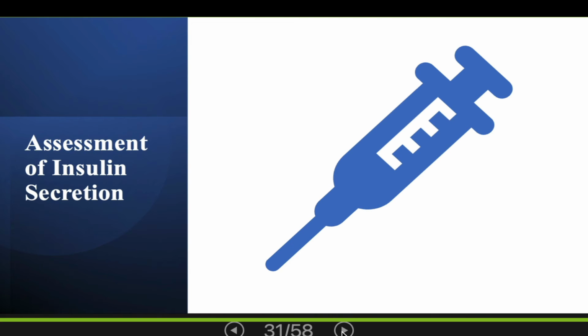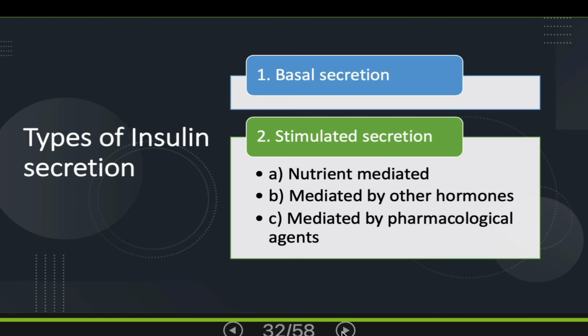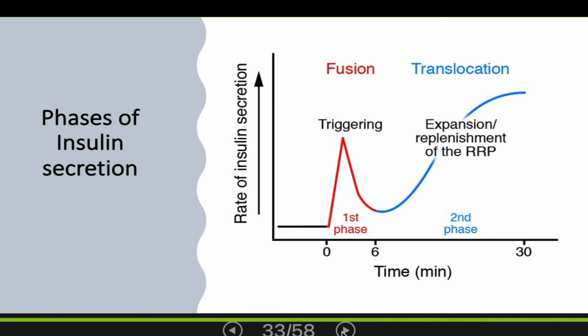How do you assess insulin secretion? We looked at insulin resistance. Now let's look at the other end of the spectrum, that is insulin secretion. Insulin is secreted in two ways: you have the basal insulin secretion, and then you have a stimulated secretion. Stimulation of insulin occurs after nutrients, for example glucose or carbohydrates. It could be mediated by other hormones, for example glucagon stimulates insulin release, and it could be mediated by pharmacological agents, for example sulfonylureas, right? So this is how insulin is released.